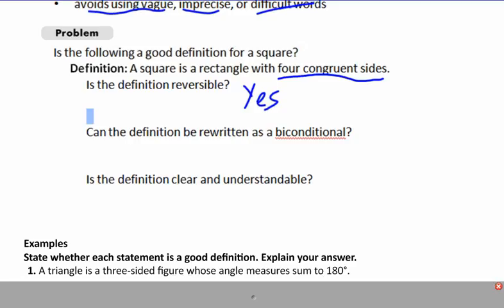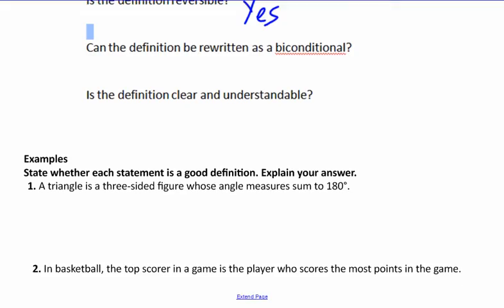Alright, how about this one? I have two of them for you. I want you to do them both. Think about if they're good definitions or not. State whether each statement is a good definition, and explain your answer. Number 1. A triangle is a three-sided figure whose angle measures sum to 180 degrees. Number 2, in basketball, the top scorer in a game is the player who scores the most points in the game.